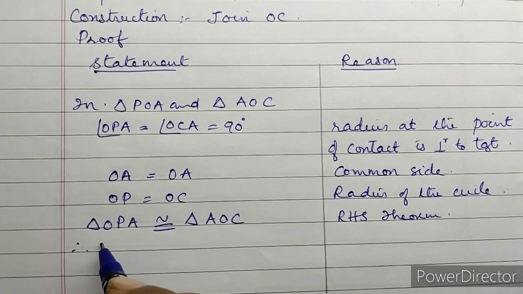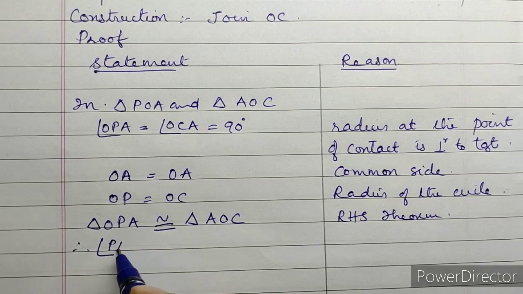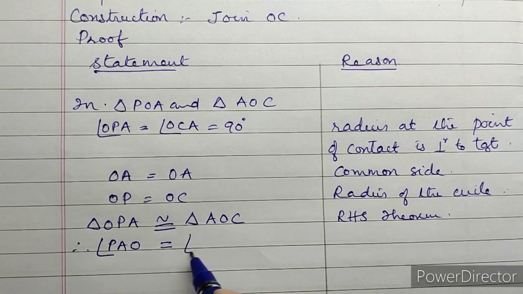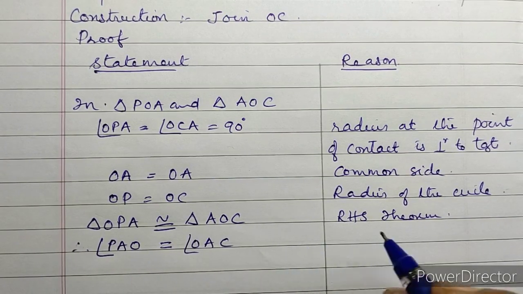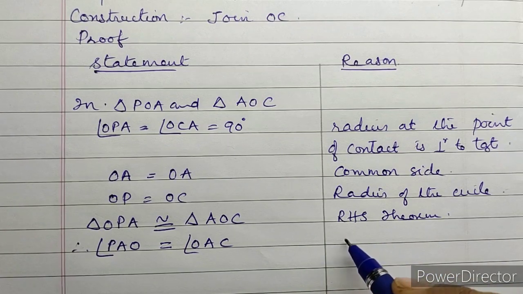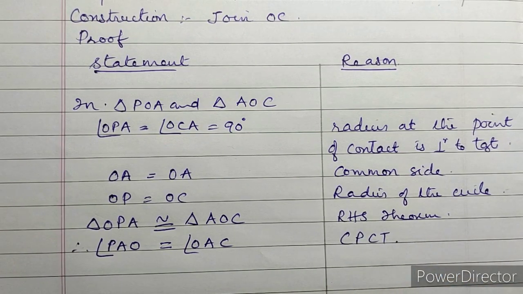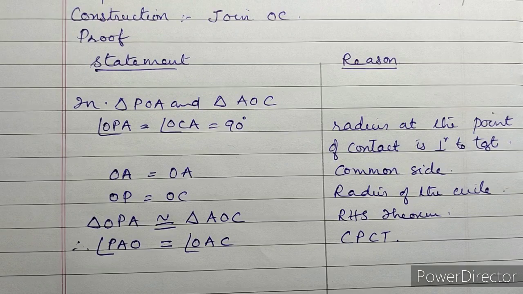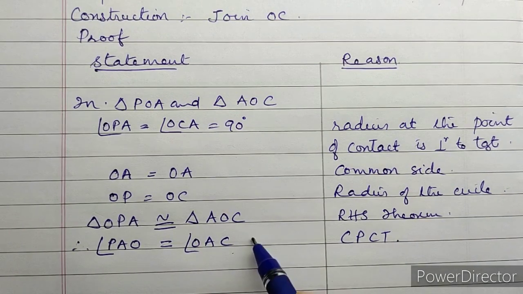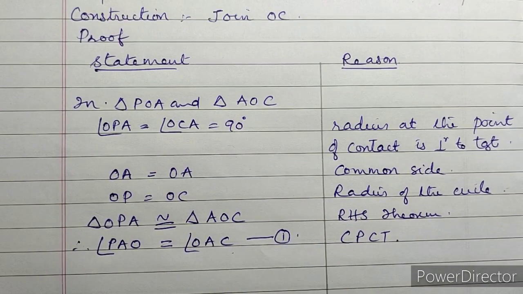Therefore, angle PAO is equal to angle OAC. What reason can you write? CPCT, corresponding parts of congruent triangles. This angle only you needed, no need of taking the sides and all. So just put it as number 1.